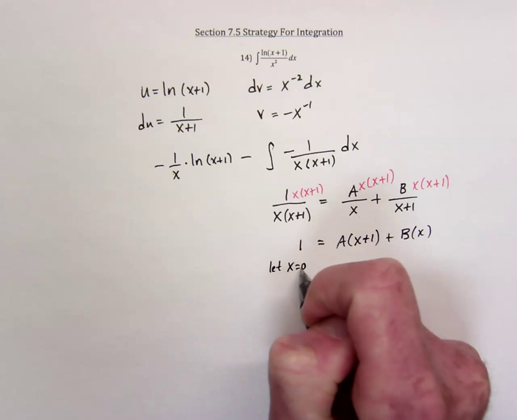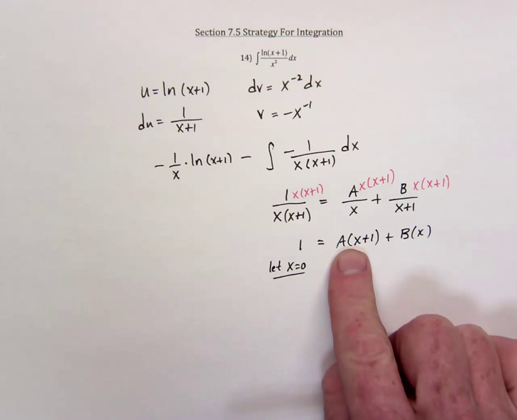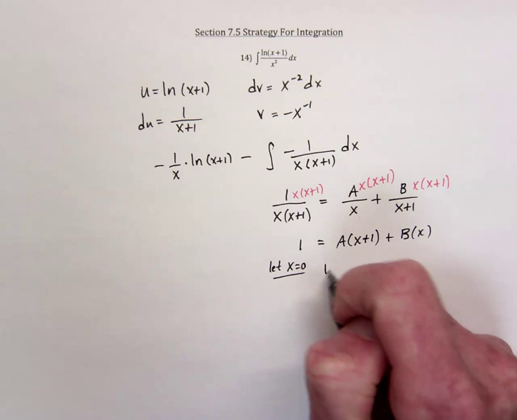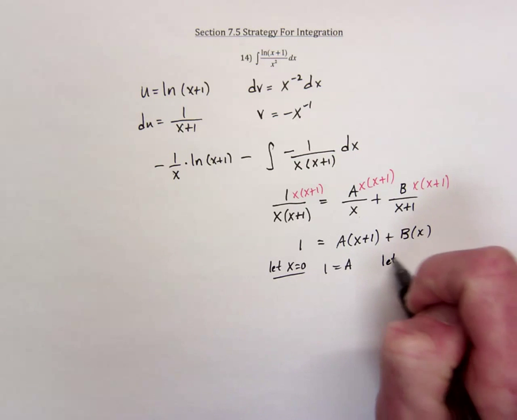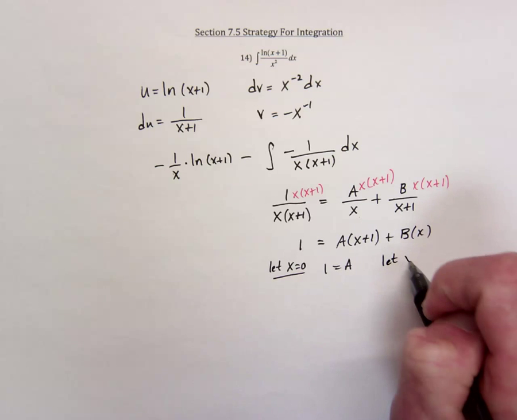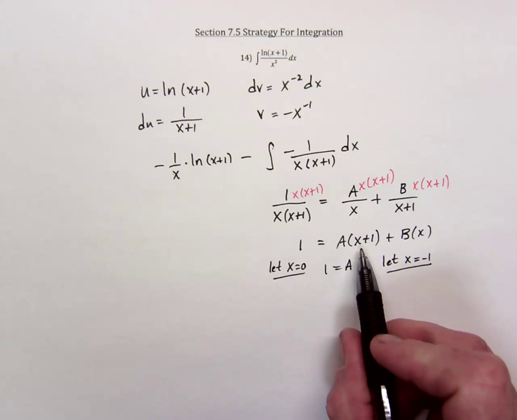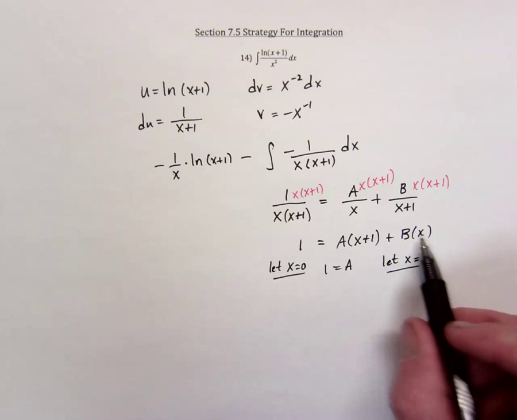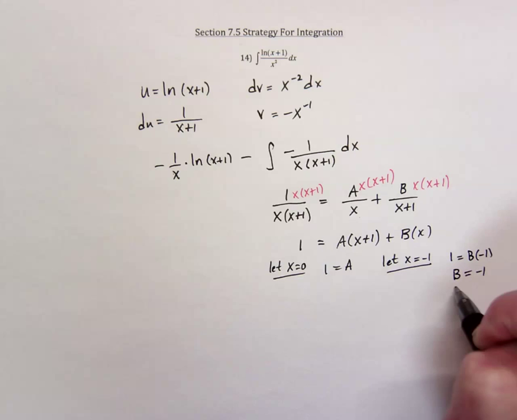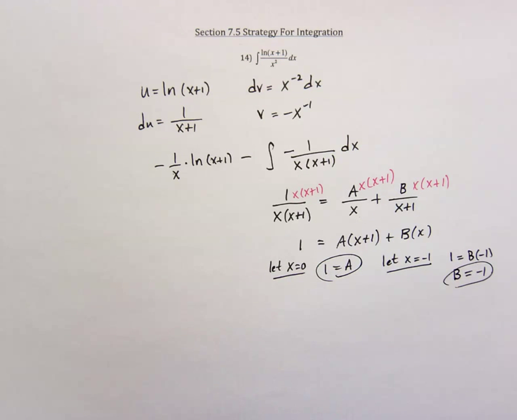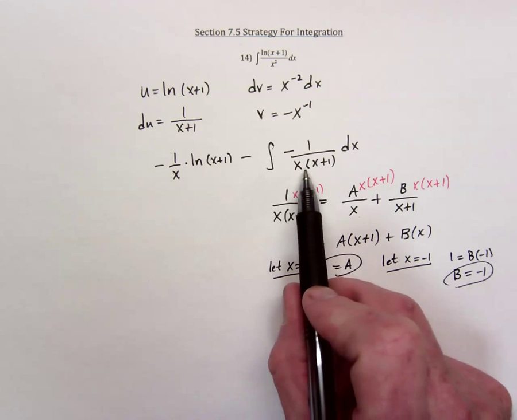Next, I would let x equal a number like 0, which will cancel this out. It will leave us just a times 1 equals 1. And then pick something for b, so we can find b, like x equals negative 1. So this would be zeroed out. So we'd have 1 equals b times negative 1. So b is equal to negative 1, a is equal to 1. So I'm going to come back to this stuff after I finish integrating this.